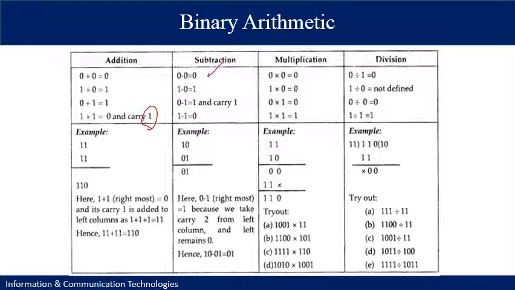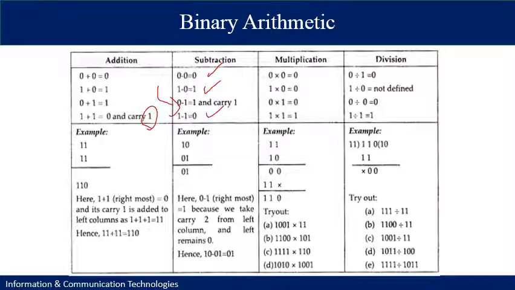On the subtraction, the three cases are same. 0 minus 0 is 0, 1 minus 0 is 1, 1 minus 1 is 0. However, if you take 0 minus 1, the result is 1 and carry is 1. This is the case when you take carry from the left column and the left column remains 0.